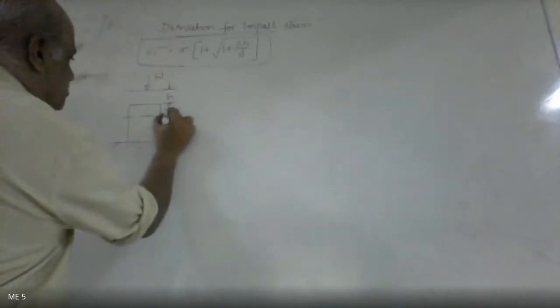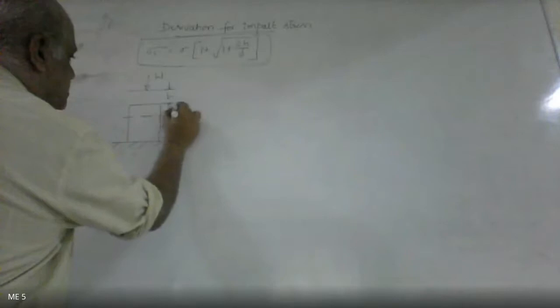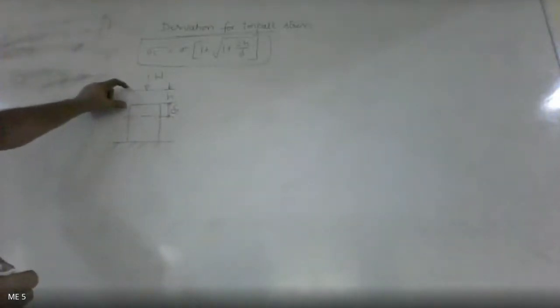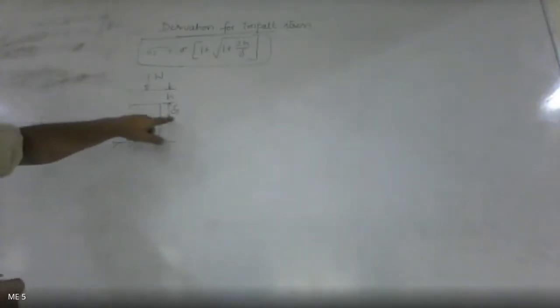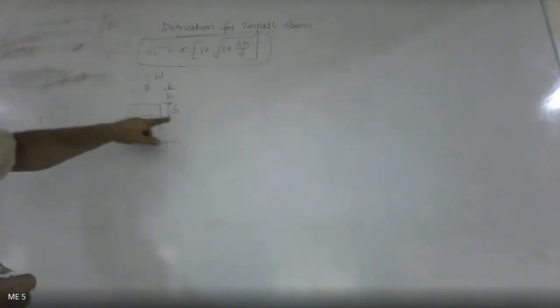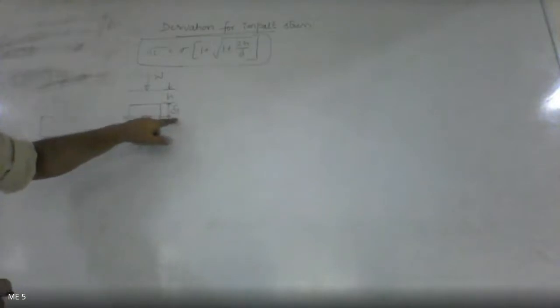So it may deform by a distance because of impact, because we are supplying the load at a velocity. Therefore, the deformation we call deflection due to impact.